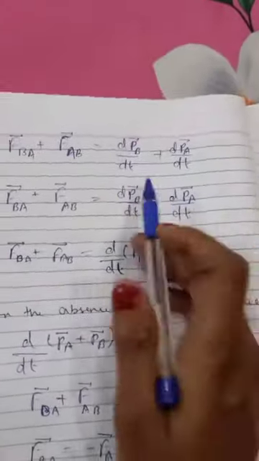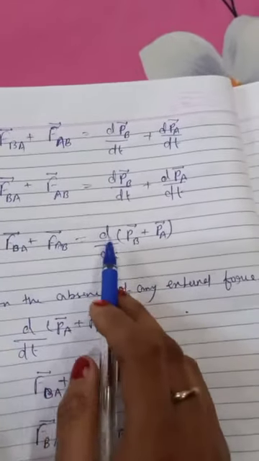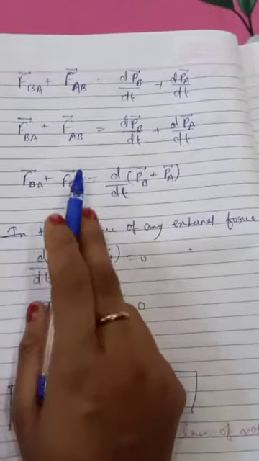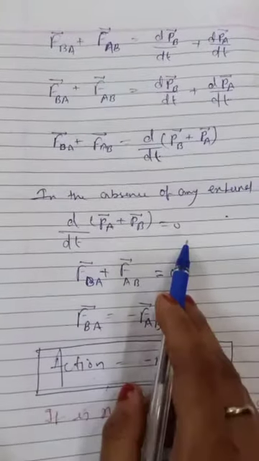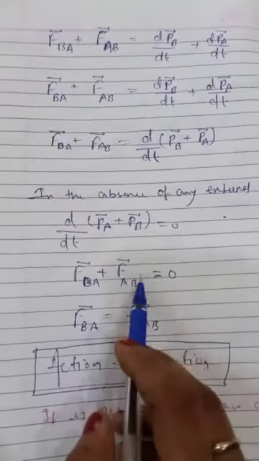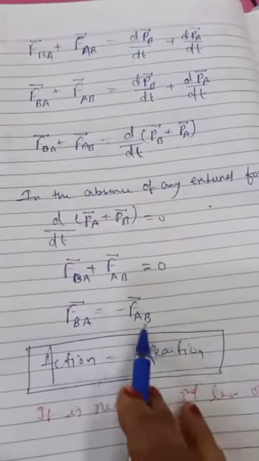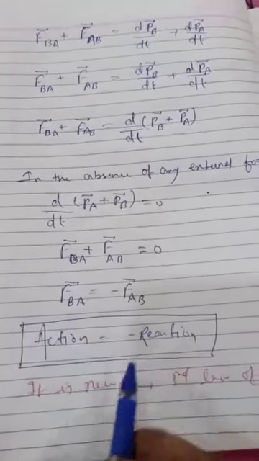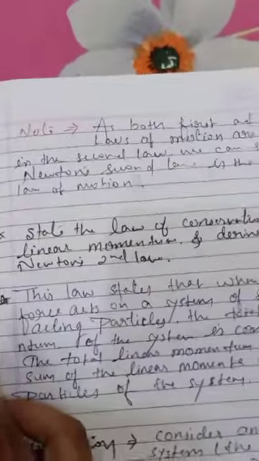And when we add equations 1 and 2, finally we get this expression: FBA plus FAB is equal to d upon dt in bracket (pB plus pA). So in the absence of any external force, the total force is 0 because external force is not present here. So force is equal to 0, so finally this term is also equal to 0. In this case FBA is equal to minus FAB. So here we will write action is equal to opposite reaction. It is Newton's third law of motion. That's why we can say that Newton's second law is the real law of motion.